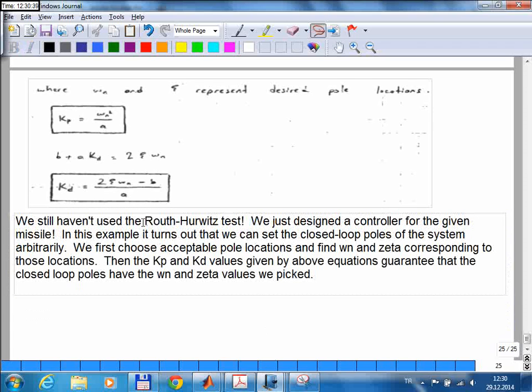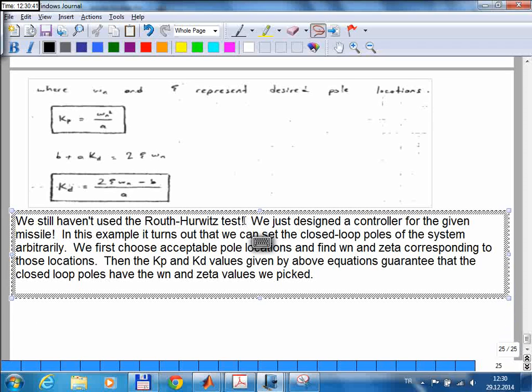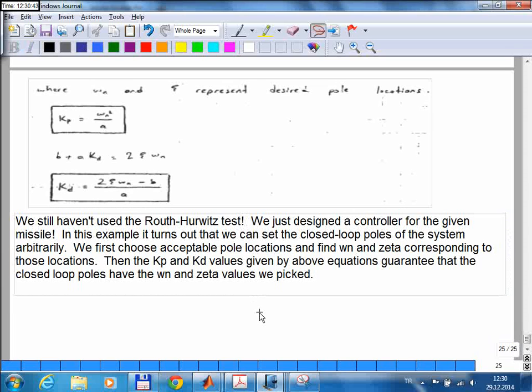So again, the Routh-Hurwitz test hasn't been used yet, so I'm going to show that tomorrow. Our time is over now, so let me stop here and I will continue with this example tomorrow.